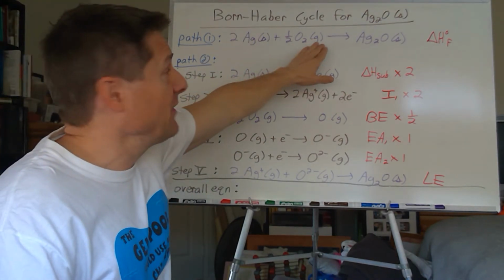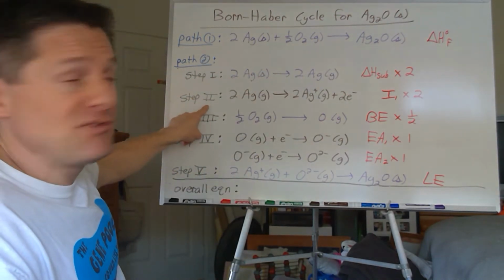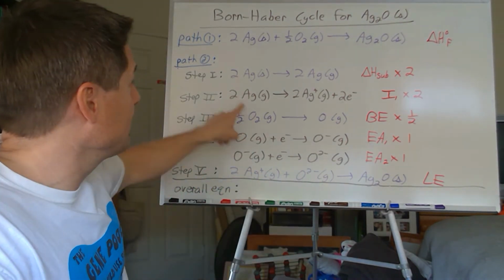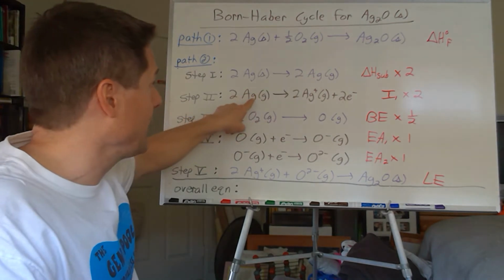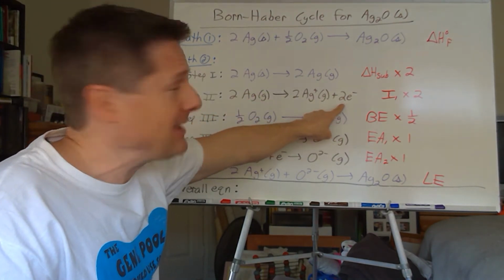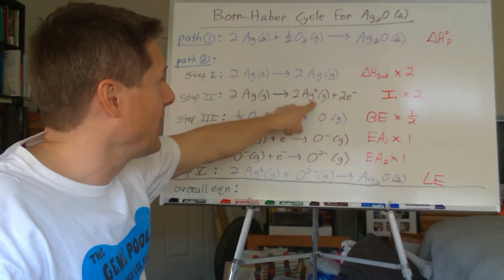We don't have to worry about the oxygen, it's already in the gas phase. Then step 2, take your metal, convert it to the cation. So we need to remove electrons. So let's take those 2 moles of silver in the gas phase, remove 1 electron from each, so I'm going to get 2 electrons and 2 moles of silver ions in the gas phase.